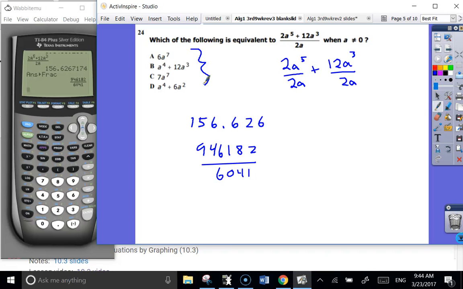Which one of those has the same value? Which one? Your B is what? Read it. Is it this one? Yeah, for mine it's D. So a to the fourth plus 6a squared. So the answer should have been this expression right there. I think for you guys it's B. For me it was a D.